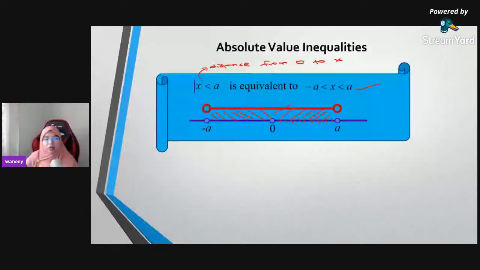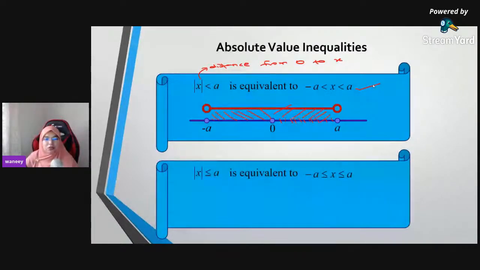Another one is that if we have an absolute value but with equal sign over there, so it will become absolute value of x less than or equal to a is equivalent to x greater than or equal to negative a and less than or equal to a. So again, we are talking about the distance from 0 to x and it should be less than or at least equal to a. So jarak daripada 0 sampai x kena kurang daripada a.